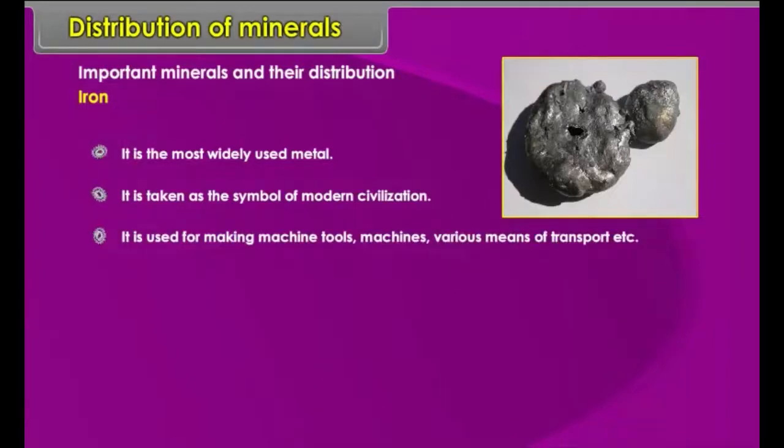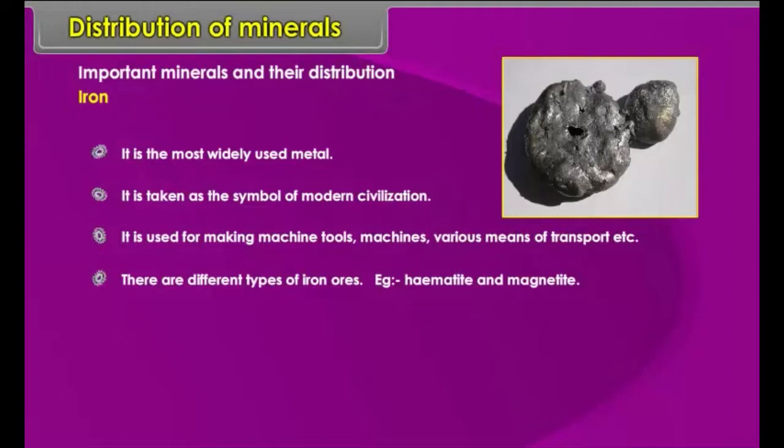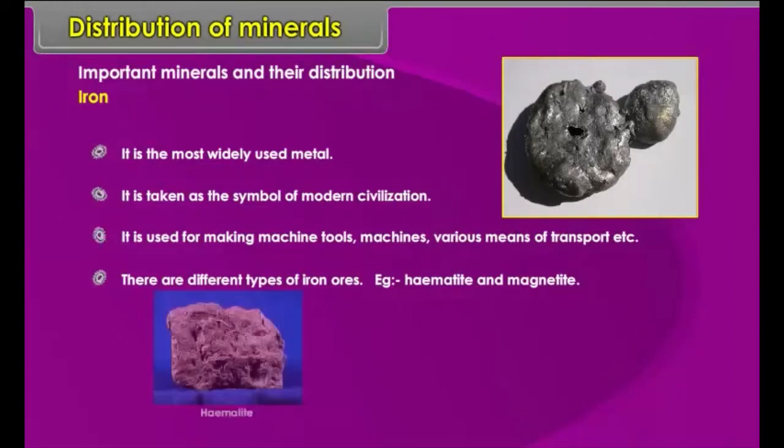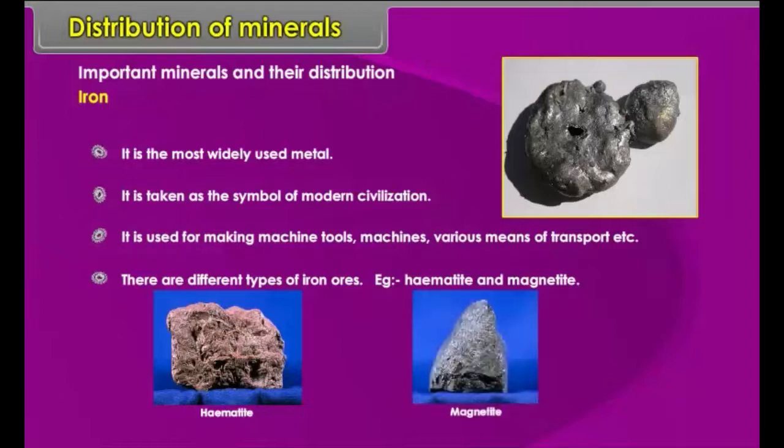It is used for making machine tools, machines, various means of transport, etc. There are different types of iron ores. Example: hematite and magnetite.